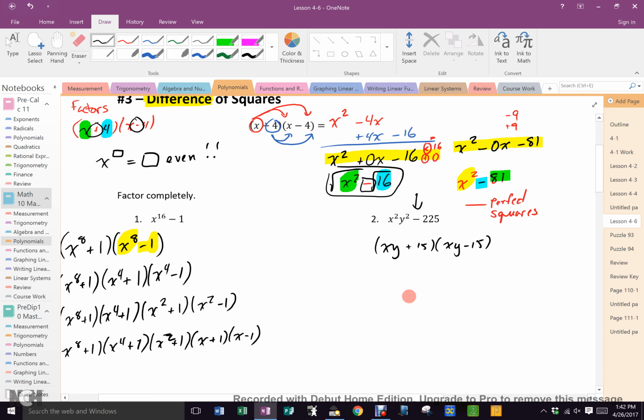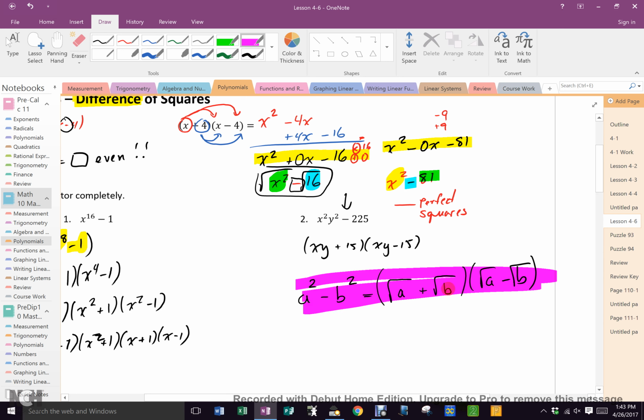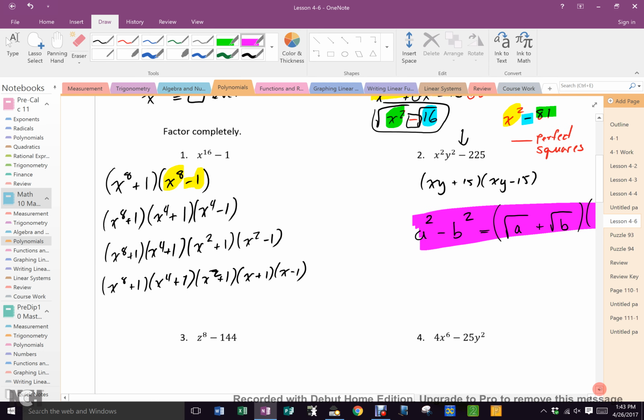No. So right here, you should write this. A squared minus b squared. Any perfect square minus any other perfect square always factors to this. The square root of a plus the square root of b, and then the same thing with a minus. Always. Is everybody okay with that? All right. Now let's prove it by doing something a little bit harder.